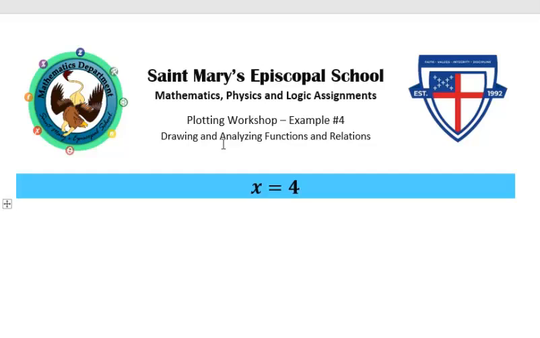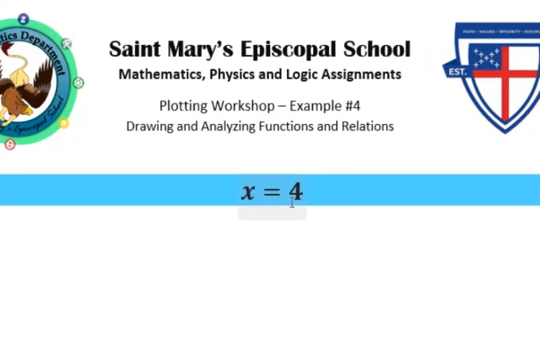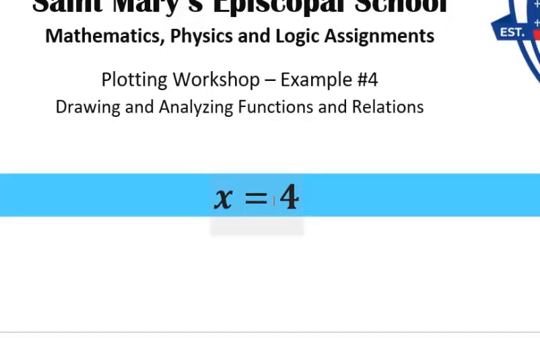Okay, we're working on the plotting workshop. Now we're gonna see how to do the process for working with a vertical line. Vertical lines are the ones that have a formula that says x equals a particular number. Okay, if you see a formula like this one, then you basically have a vertical line.